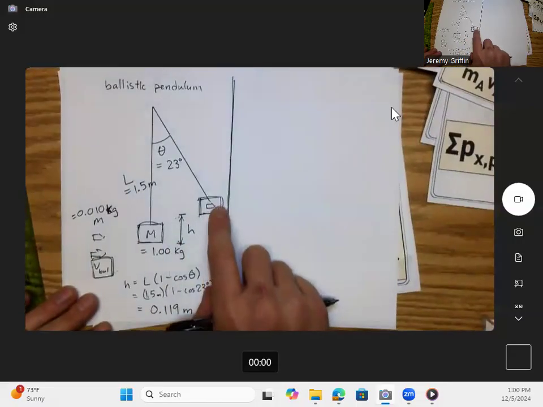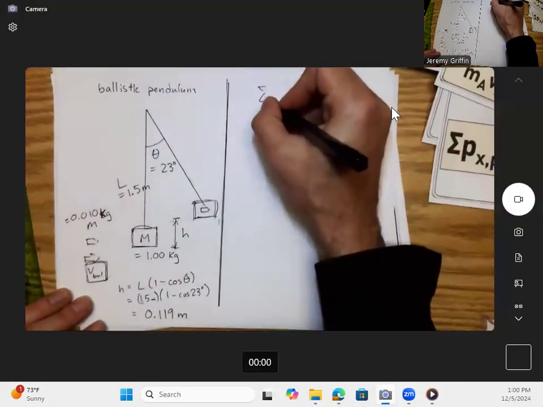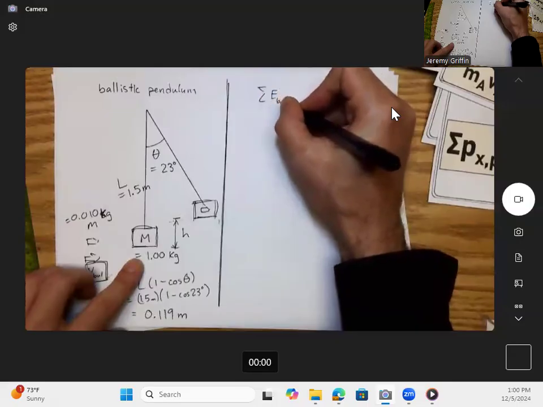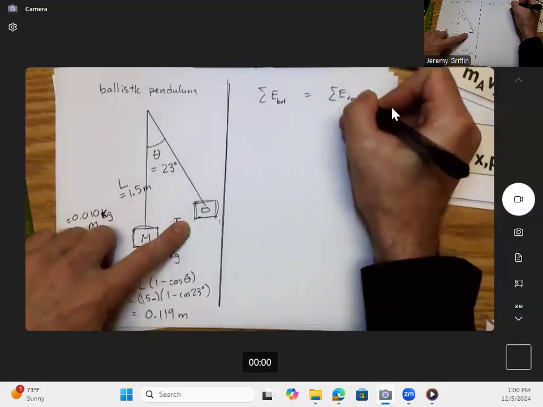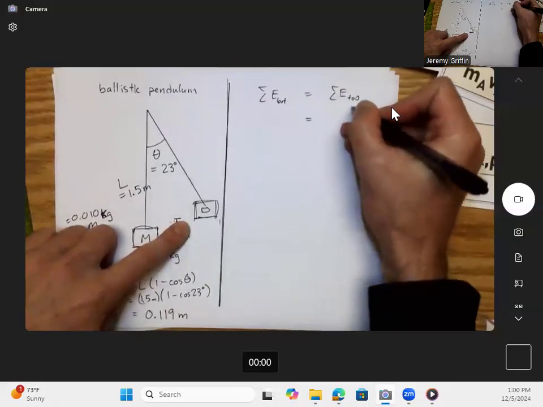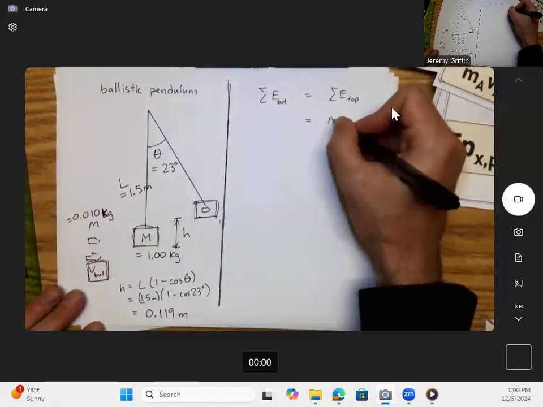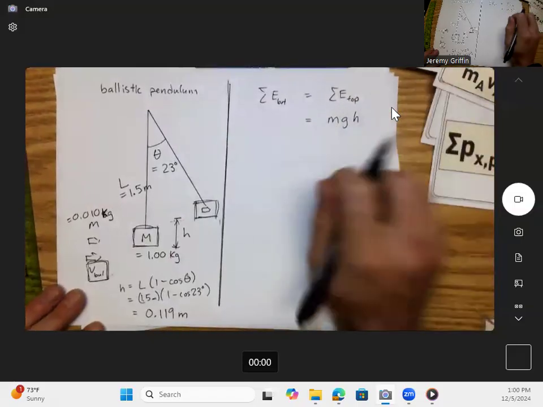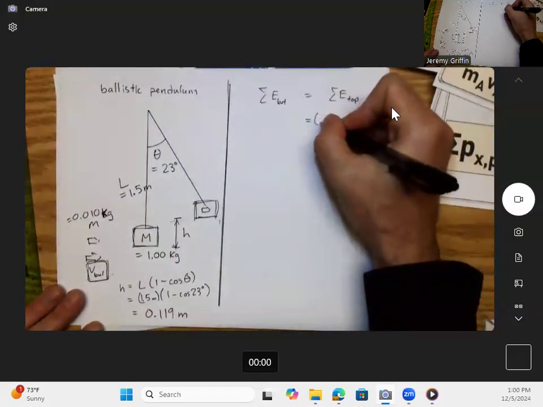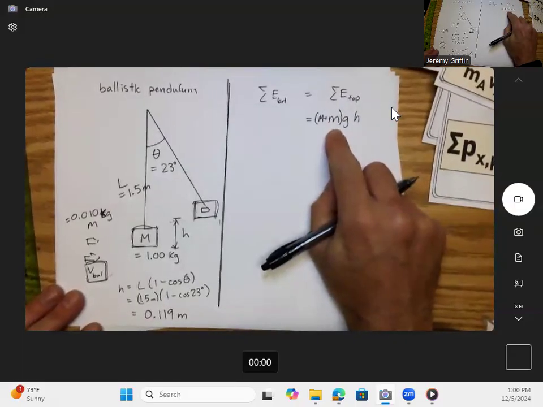Okay, so when the block is at the very end, it has all what type of energy? Potential energy. So I'm setting this up. I'm setting up sum of energy at the bottom equals sum of energy at the top. And at the top, it's all potential. And what's the formula for potential energy? MGH. Right. Oh, actually, sorry, it's m plus m times gh. Okay, because it's the block plus the bullet.